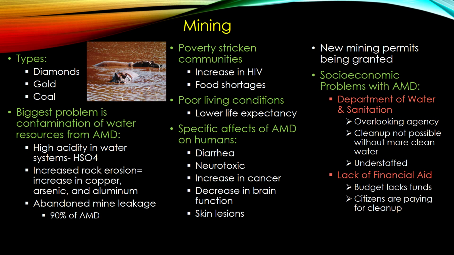Right now, the current way of dealing with acid mine drainage: the Department of Water and Sanitation is the governmental agency in charge of treating the acid mine drainage. The current process calls for 5 to 7 liters of clean water to rinse 1 liter of acid mine drainage. However, with the drought and the water shortage, how could they possibly clean all this acid mine drainage? It's just not possible right now.